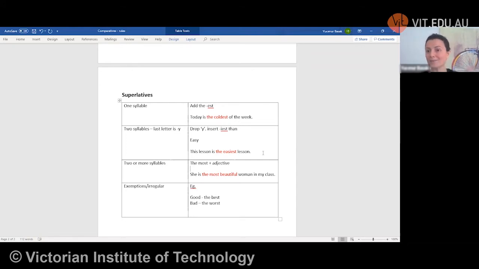If your adjective has two syllables, and the last letter is a Y, very similar, drop the Y, but insert I-E-S-T this time. For example, the easiest. Do you see that, everyone?